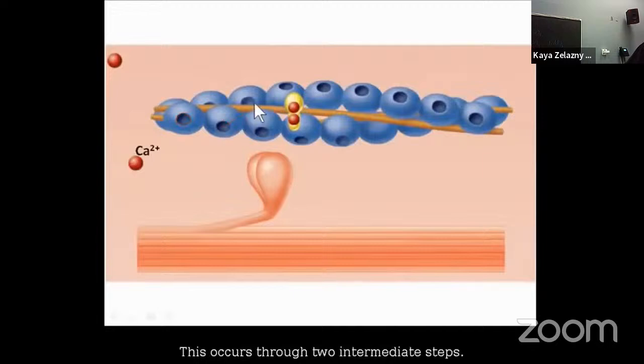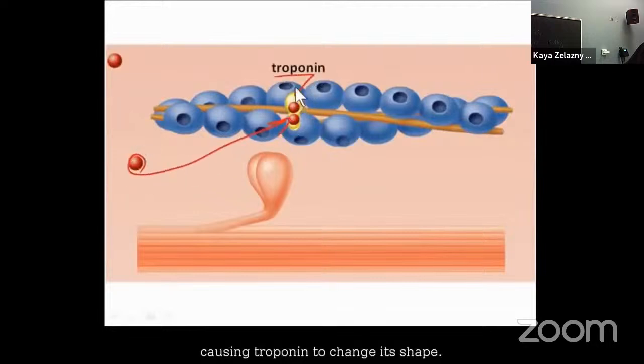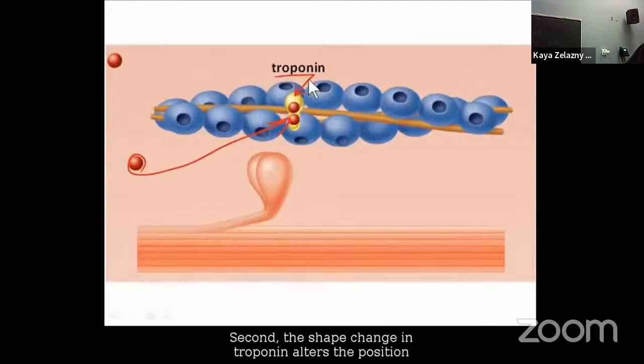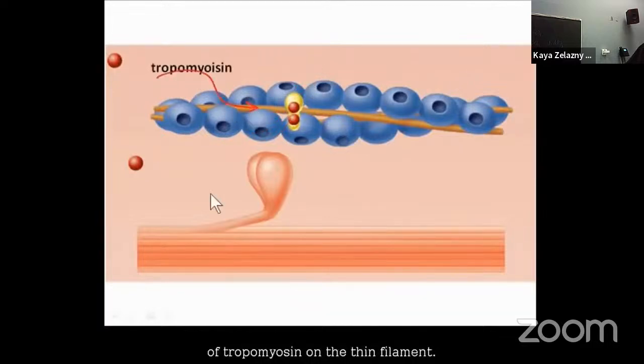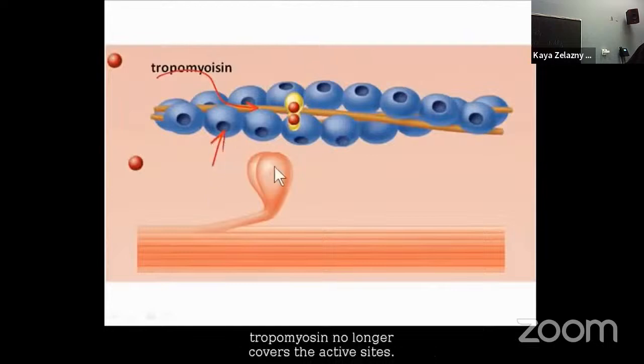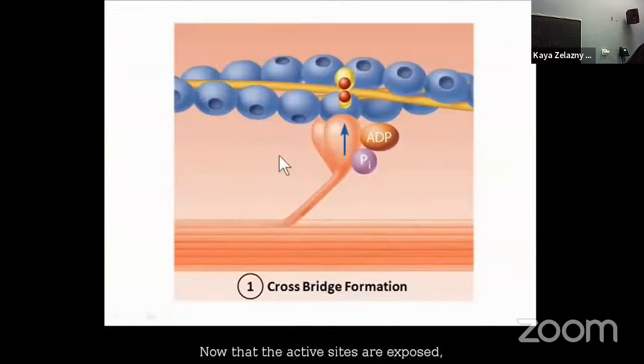This occurs through two intermediate steps. First, calcium binds a protein, causing the protein to change in shape. Second, the shape change in the protein alters the position of tropomyosin. In this new position, tropomyosin no longer covers the active sites. Now that the active sites are exposed, the cross-bridge cycle begins.